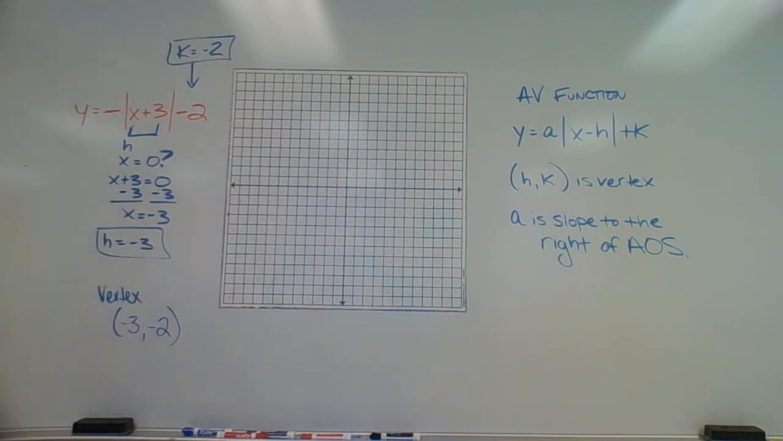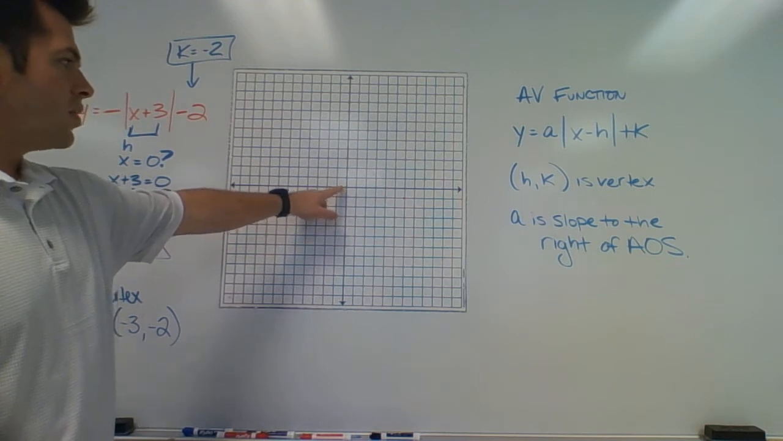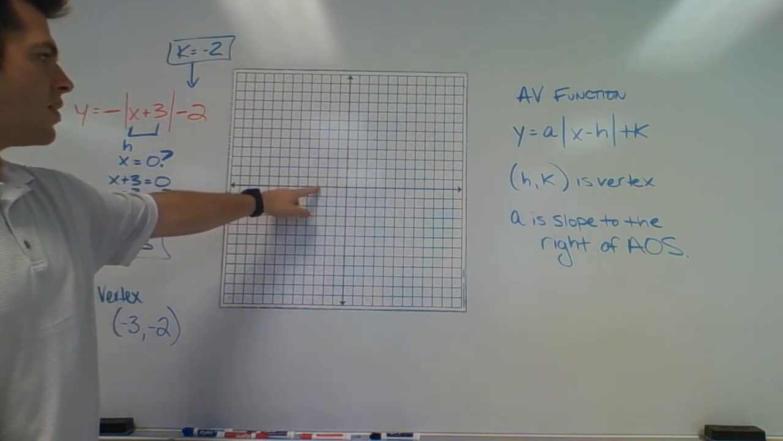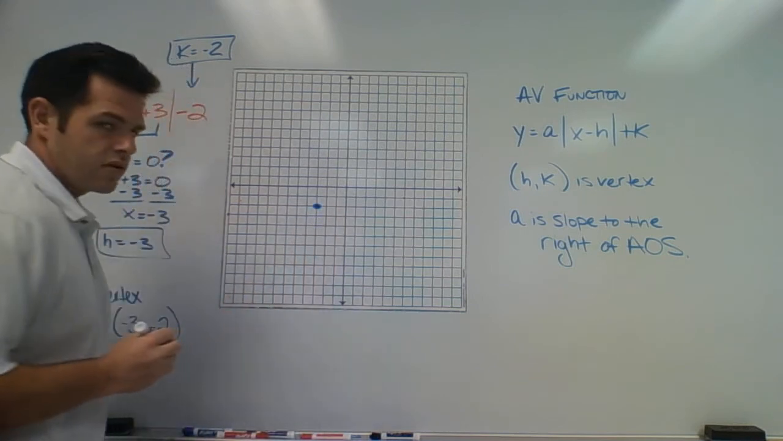I'll go ahead and start off by putting a dot on that. We start at the origin when we count for a point. We go to the left because it's negative 3, and then I go down 2. So right here is our vertex.